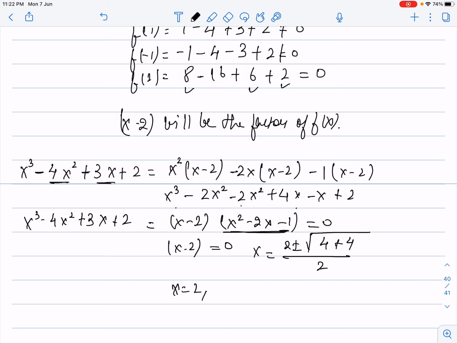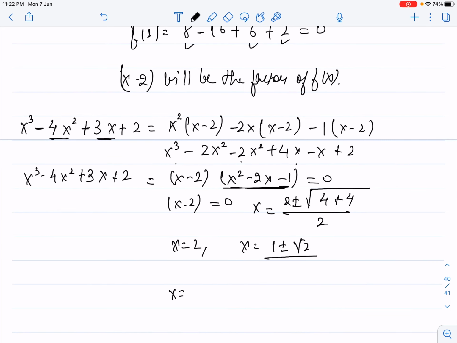So either x is equal to 2 or x is equal to 1 plus or minus root 2. Hope you guys would have got my point. So either x is equal to 2, or 1 minus root 2, or 1 plus root 2.